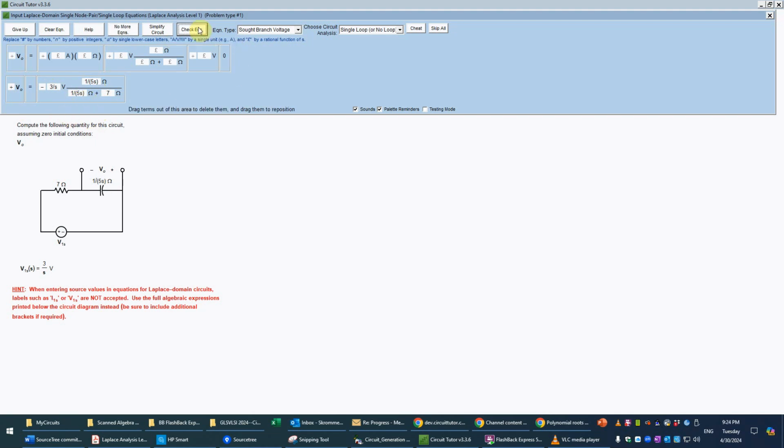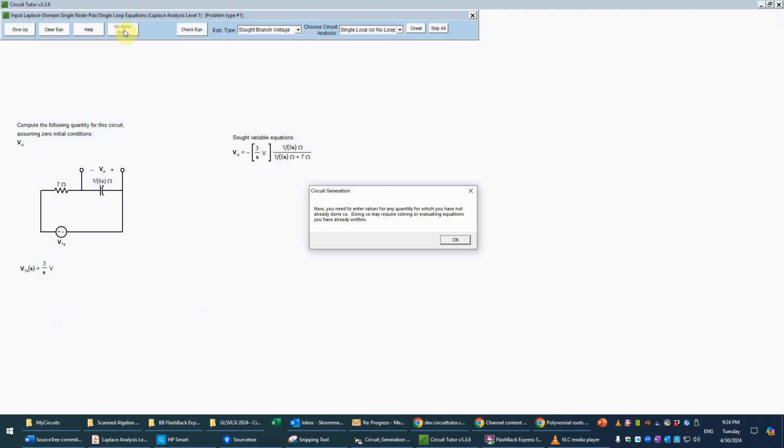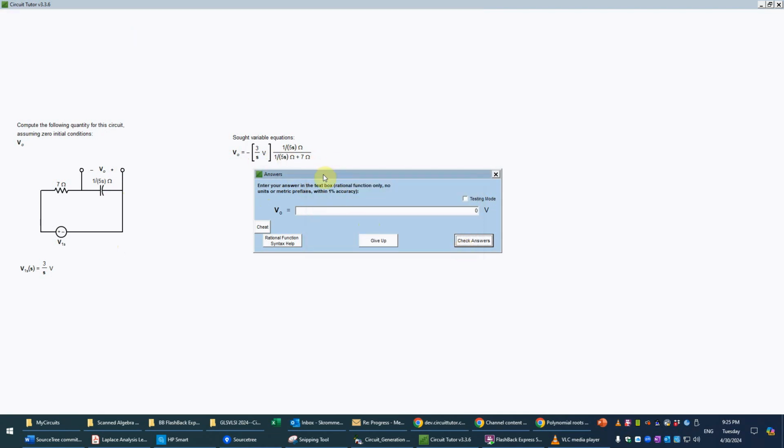Okay, so we'll check that now. And that is correct. And I'll say no more equations since we have all the equations we need. And now it's going to tell us we have to enter a final value for this quantity. And also, because we're going to be doing an inverse Laplace transform here to find V naught of t, which is the goal of our problem, it advises us that we need to factor any quadratic or higher order terms. Well, this one's actually not going to have that, so that's not relevant, but it's just a warning.